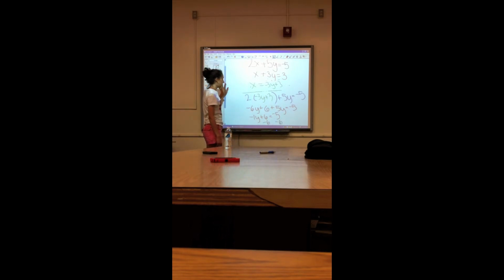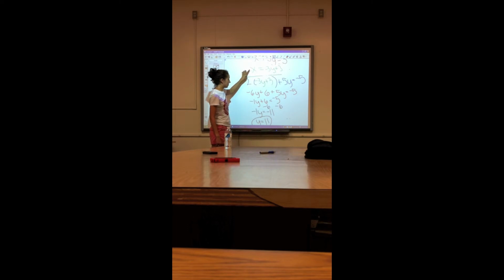Now I'm going to go down here, and I'm going to put this equation into our first equation, which is 2x plus 5y equals -5. Now I'm going to put this into here, so it's 2 in parentheses -3y plus 3 plus 5y equals -5.